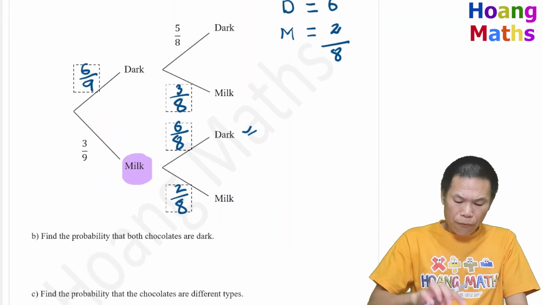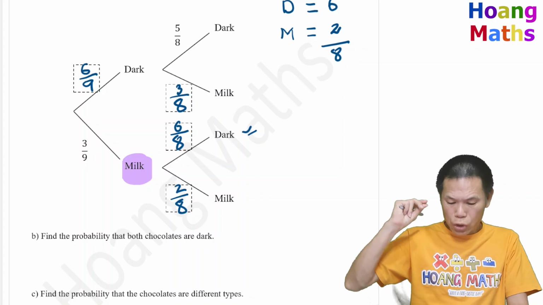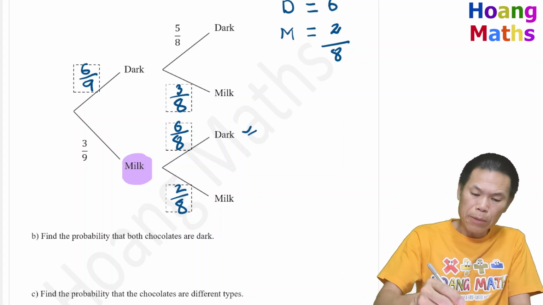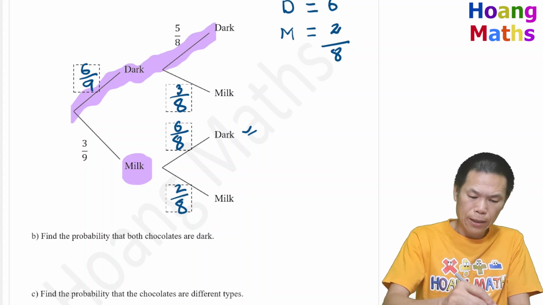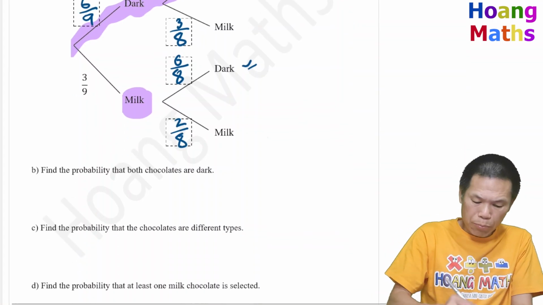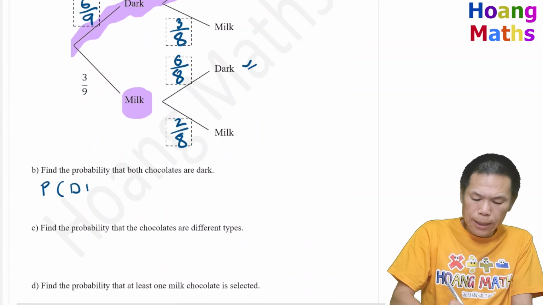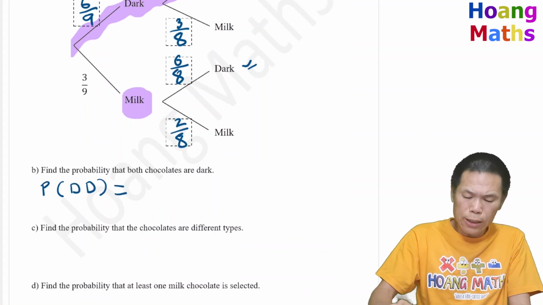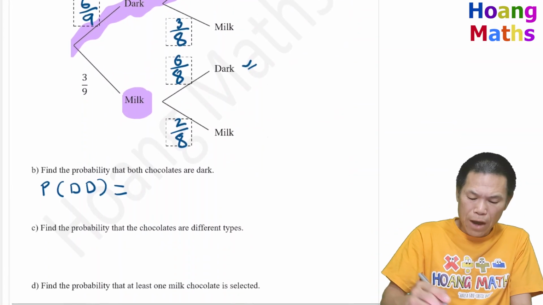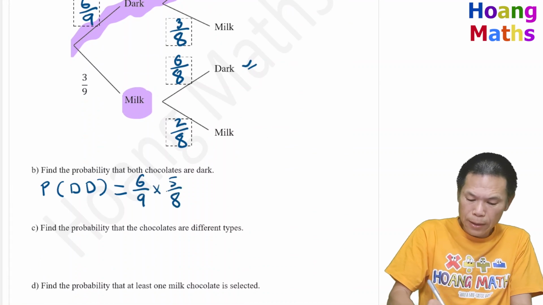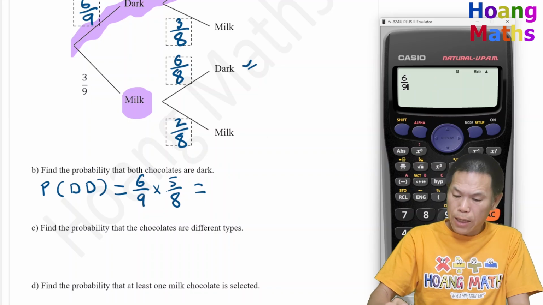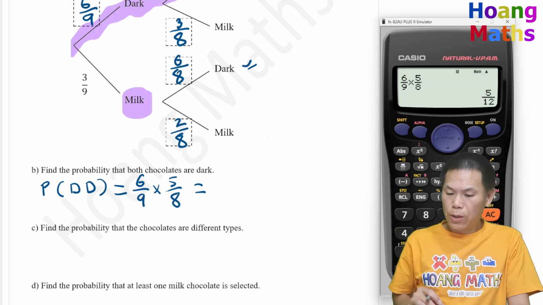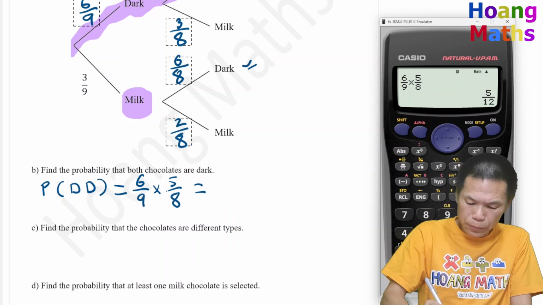Now part B, find the probability that both chocolates are dark. That means this branch here: dark, dark. Let me just write this down. Probability of DD, dark, dark chocolate, is 6/9 times 5/8. So we just go 6 over 9 times 5 over 8, which is 5 over 12.